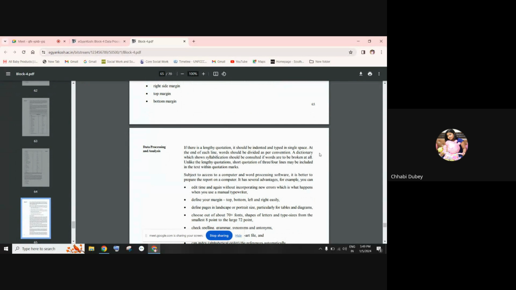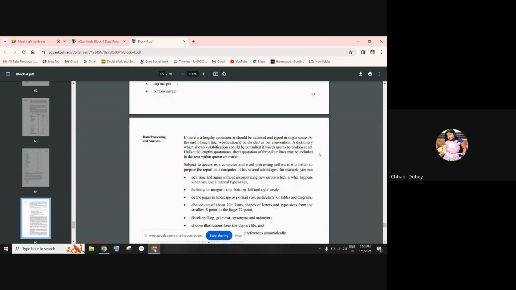Now, whenever you are using some lengthy quotations, it should be indented and typed in single space. And at the end of each line, verse should be divided as per convention. Okay, then for any lengthy quotation, a short quotation of 3 or 4 lines may be included in the text within the quotation marks. So if you are using something verbatim, it should be done within inverted commas.